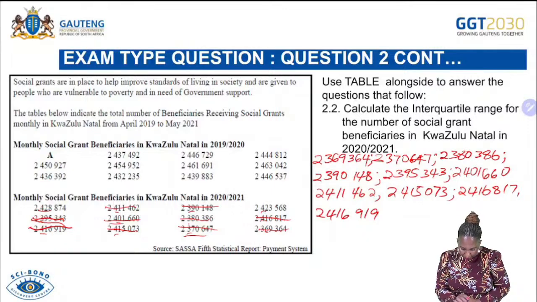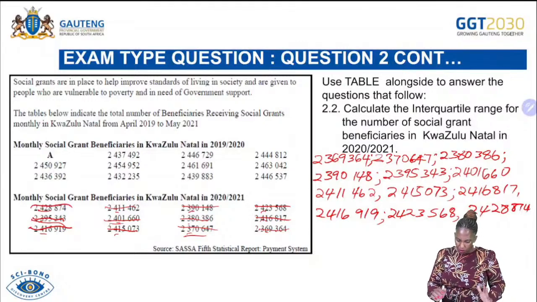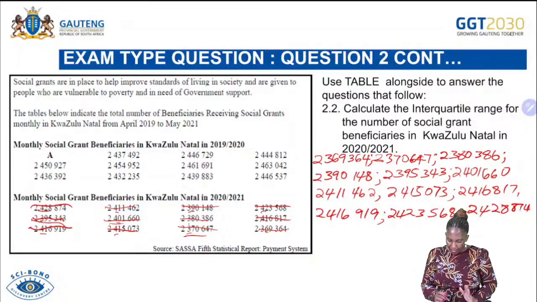We have 423 and 428. So it means it will be 2423, 568. We are done. Then we go to the next one. The last one will be 2428, 874. Now I've arranged my data set. All the values are out because it's 2021. Now I need to identify my interquartile range.